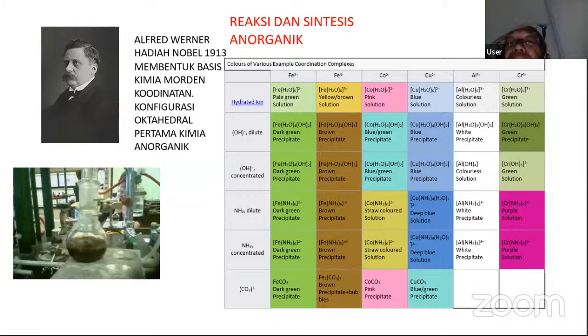Cobalt, copper. So the whole range of metal salt in water. So you can use this link. And this was studied by Alfred Werner in 1930.